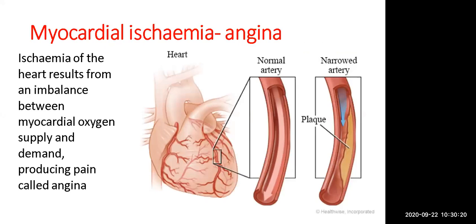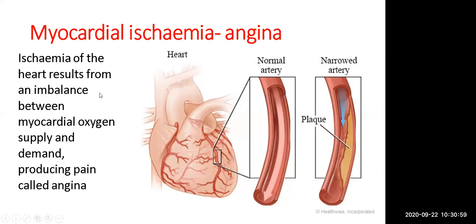Okay, let's see. Myocardial ischemia. For this disease belongs angina. In Russian we call it stenocardia; in English, angina. So what is that? Ischemia of the heart results from an imbalance between myocardial oxygen supply and demand, producing pain called angina. So look at this and learn by heart. This is the definition, because this is the reason for this disease.